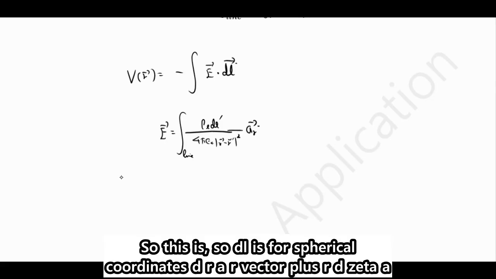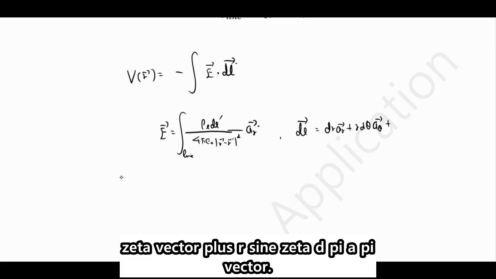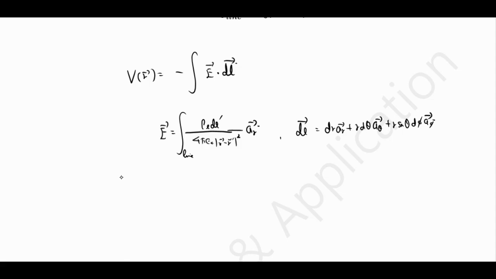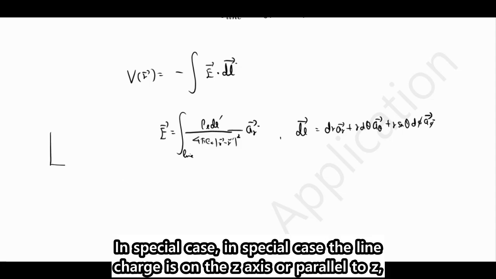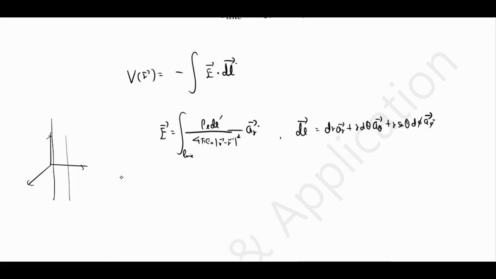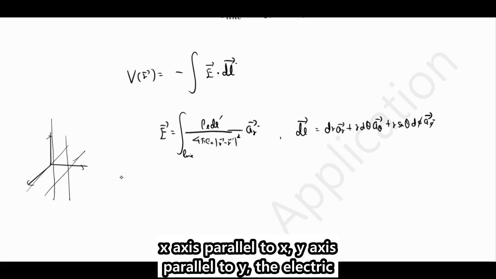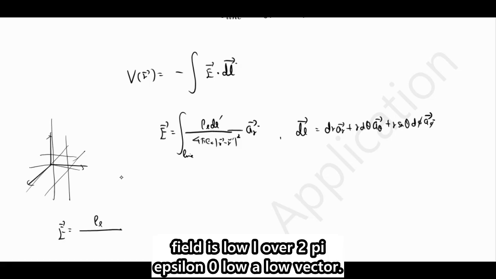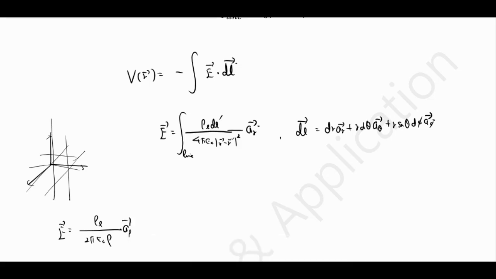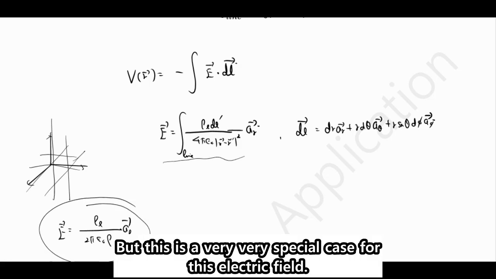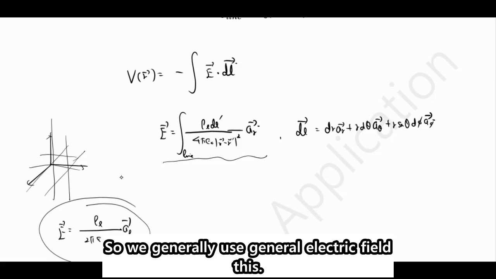So dl in spherical coordinates is dr a r vector plus r d theta a theta vector plus r sine theta d phi a phi vector. In the special case where the line charge is on the z-axis, or parallel to the z, x, or y axis, the electric field is rho l over 2 pi epsilon 0 rho a rho vector. But this is a very, very special case, so we use the general electric field.